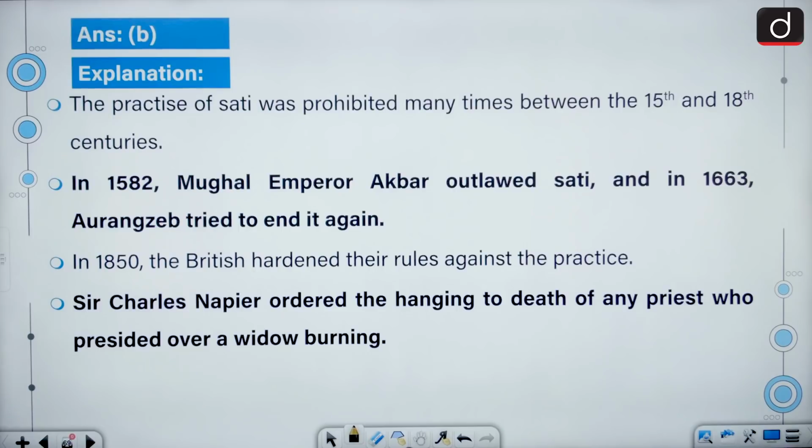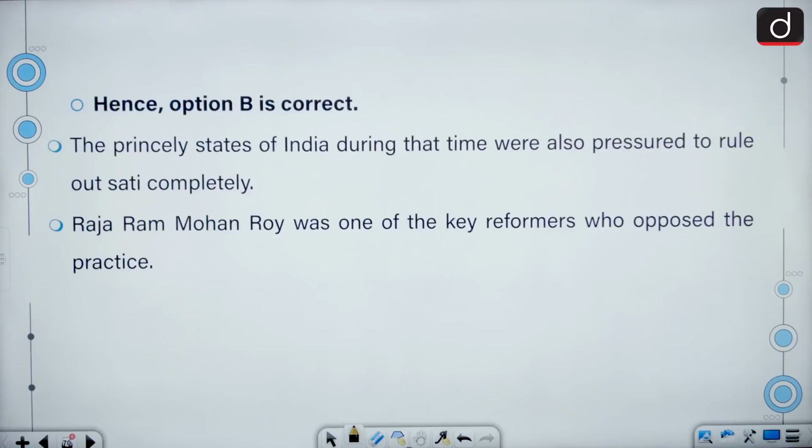The practice of sati was prohibited many times between the 15th and 18th century. In 1582, Mughal Emperor Akbar outlawed sati, and in 1663, Aurangzeb tried to end it again. In 1850, the British hardened their rules against the practice. Sir Charles Napier ordered the hanging to death of any priest who presided over a widow burning. The princely states of India during the time were also pressured to rule out sati completely. Raja Ram Mohan Roy was one of the key reformers who opposed the practice.